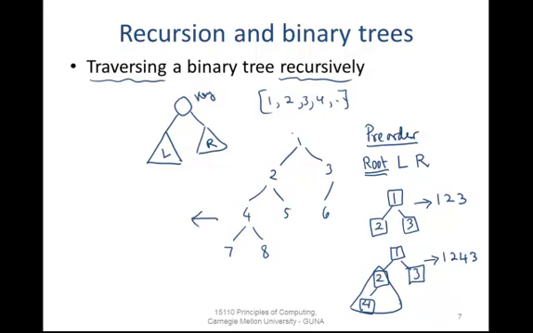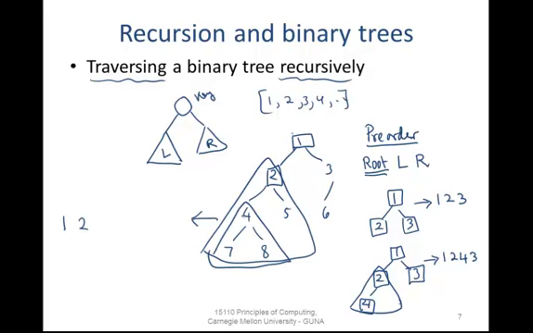What about this one here? The preorder traversal here would be, we go to the root, and then we have to process the entire left subtree. Within that we go to the root, and then we go to the left subtree again of that. There we process the root.